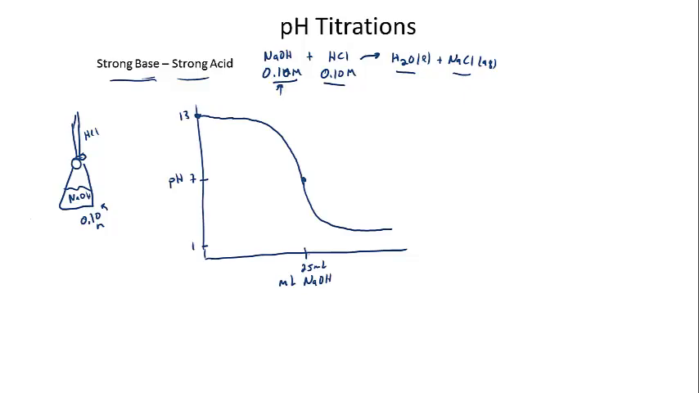So it's basically the inverse of what we saw for our strong acid, strong base titration. Here at the beginning, you start with an excess of sodium hydroxide. At the equivalence point, you have water and NaCl. And beyond the equivalence point, you have an excess of HCl, which is why the pH gets really low, because you're now in an acidic solution. Okay, those are both pretty easy.